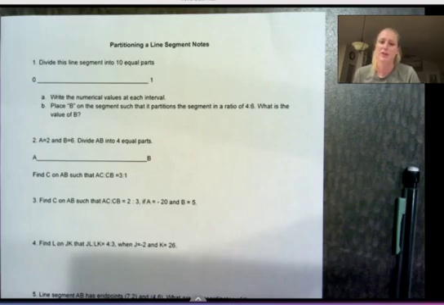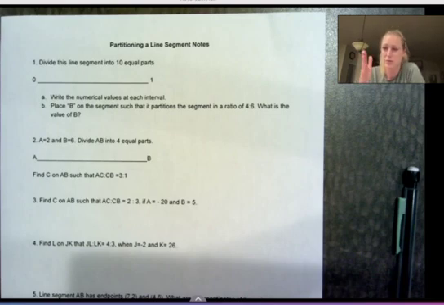A video about how to partition a line segment. So what we're going to do here first is test your ability to create equal parts. We'll see how well you do. But what we're going to do is we're going to divide this segment into 10 equal parts.